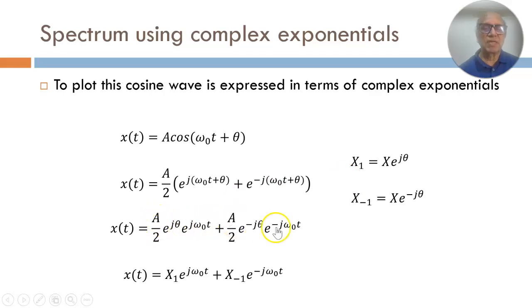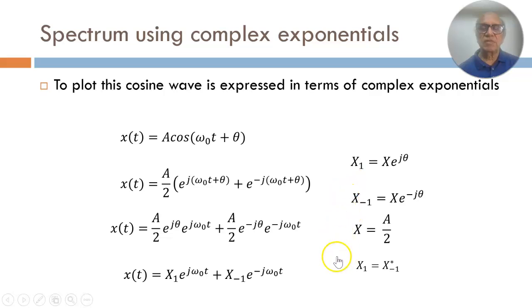X clearly in both cases is A by 2, and you can see that x1 and x of minus 1 are complex conjugates of each other. x1 is equal to x of minus 1 star, the complex conjugate. Okay. So once you express your cosine wave by using exponential functions rather than retaining the original form, you can sketch the spectrum slightly differently now.